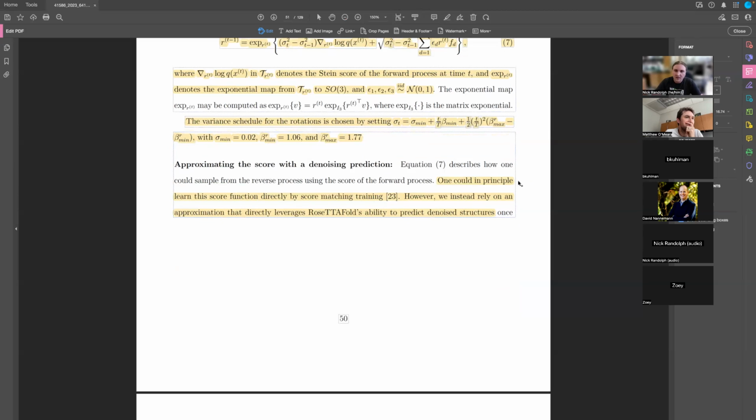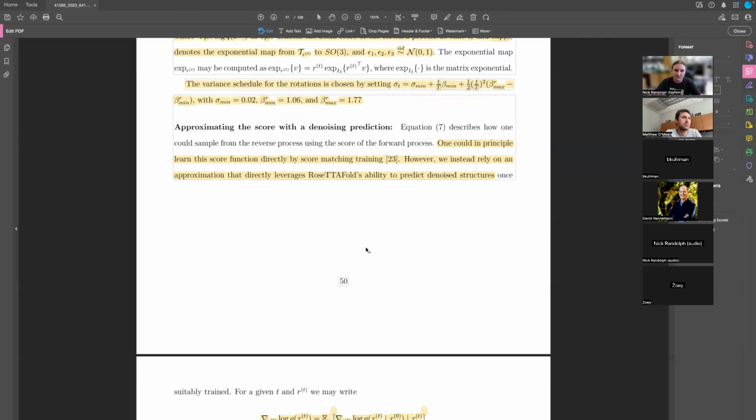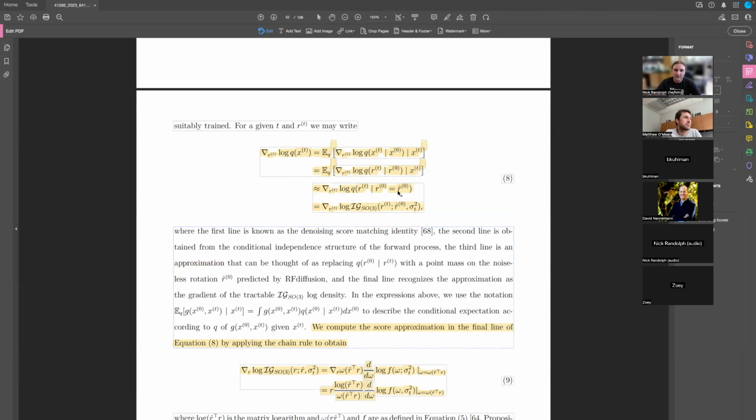Learning this actual reverse trajectory is possible using score matching, and this is done in FrameDiff. This is the very theoretical way to do it. But they wanted to do an approximation that leverages the ability to predict the denoised structures. RoseTTAFold is really good at predicting structures. So can we use that ability to advance our diffusion? The way they do that is they form this approximation here.